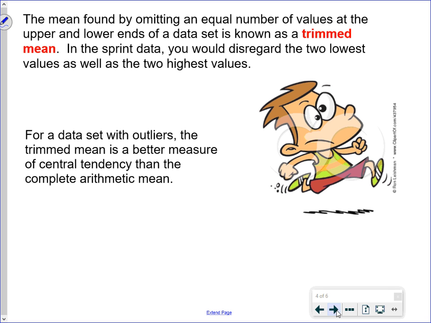The mean found by omitting an equal number of values at the upper and lower ends of a data set is known as the trimmed mean. So in the last example, the second mean that we found is actually the trimmed mean, because we took out the highest times and the lowest times for the sprint data.